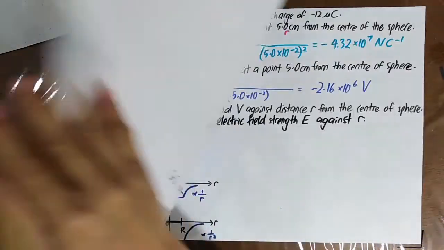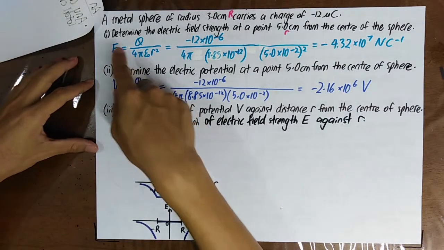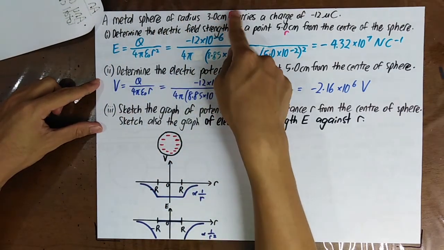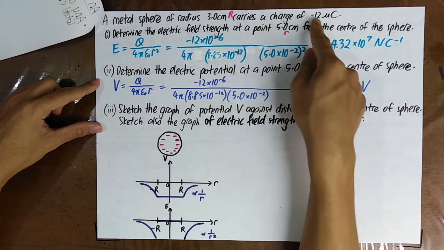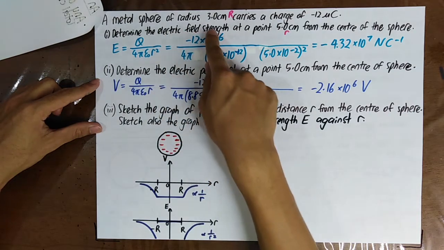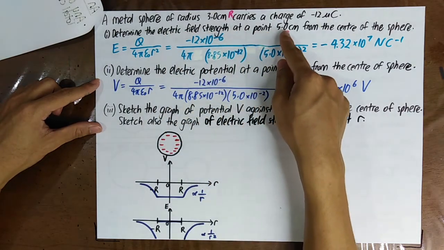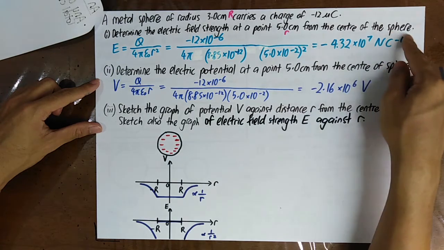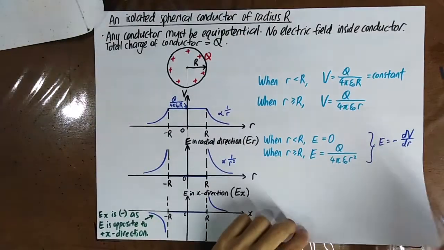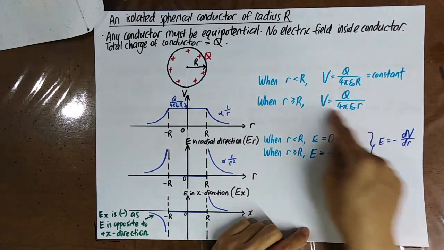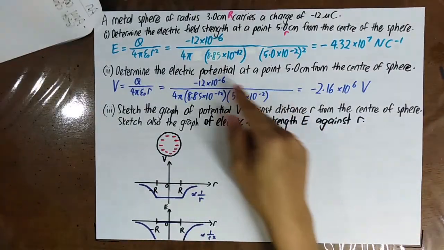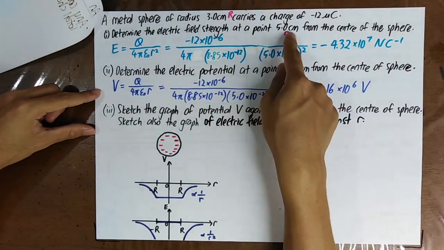Alright, let's do a question. A metal sphere of radius 3 cm, which is the capital R, carries a charge of negative 12 microcoulomb. Please determine the electric field strength at a point 5 cm from the center of the sphere. Okay, so now you know that small r is larger than capital R, so you have to use this formula and also this formula. Okay, so may I know the electric field strength at this position?